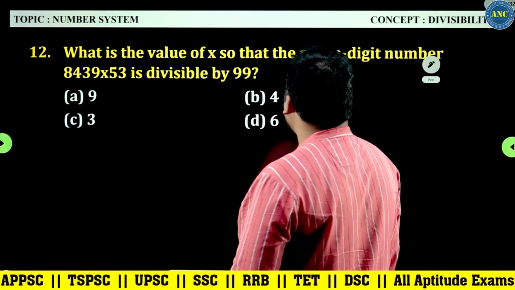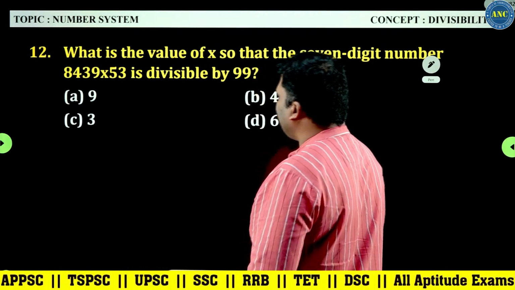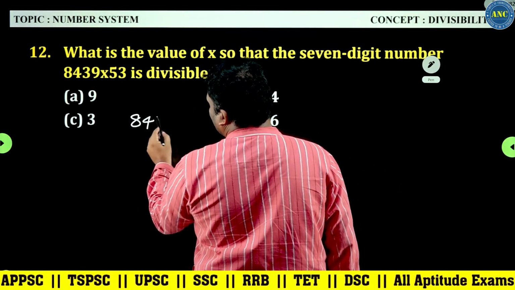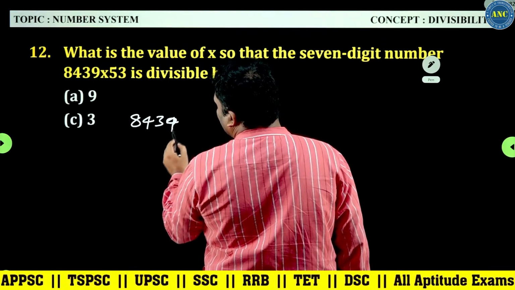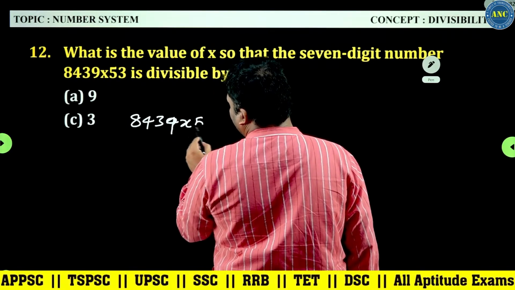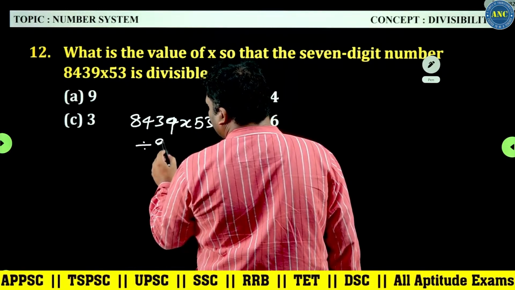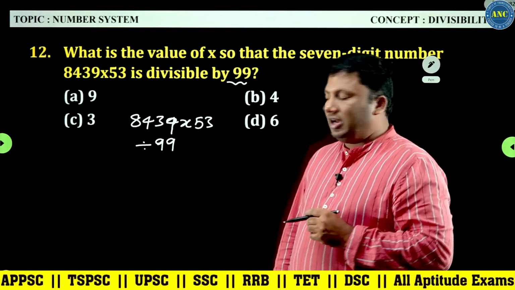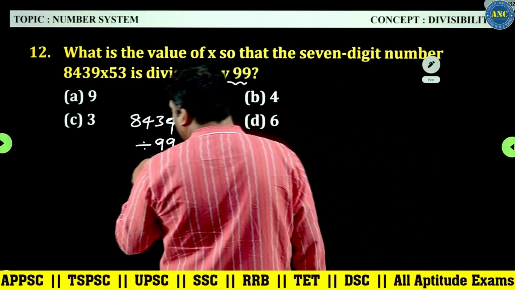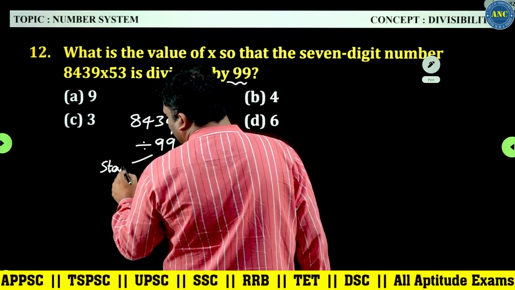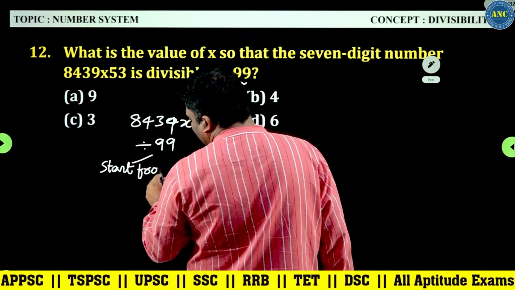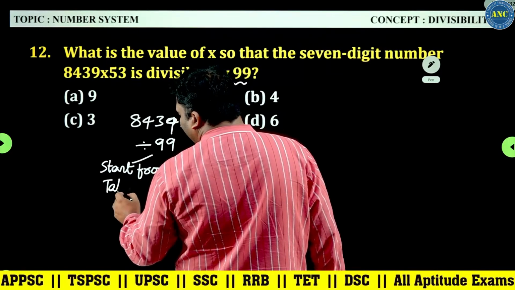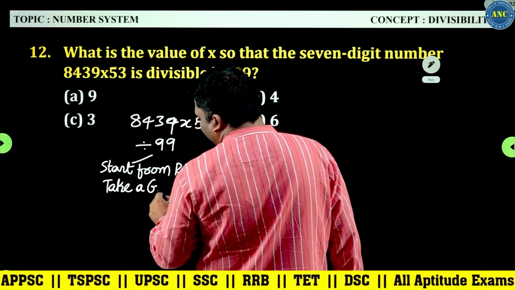What is the value of X such that this 7-digit number is divisible by 99? There is a concept for 99. The number 8439X53 is divisible by 99. The divisibility rule of 99 is to start from the right-hand side and take a group of 2 digits.